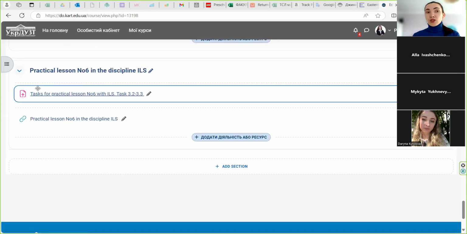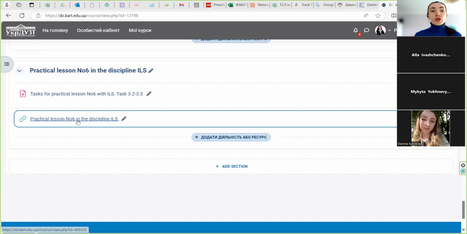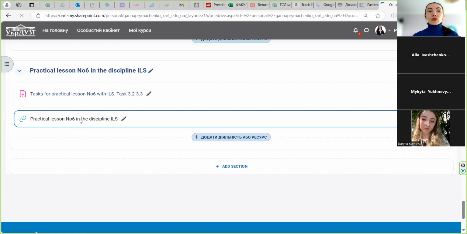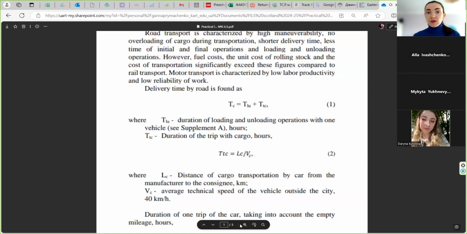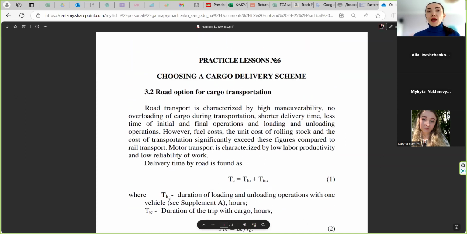So practical lesson number 6. Here are located the tasks for the practical lesson. You can attach here your photo or your documents with your calculations, today or later when you can do it. Today we use this information from our methodical guide. You can use a sheet of paper, or electronic documents, Microsoft Word, Microsoft Excel, or notes, whichever you prefer.